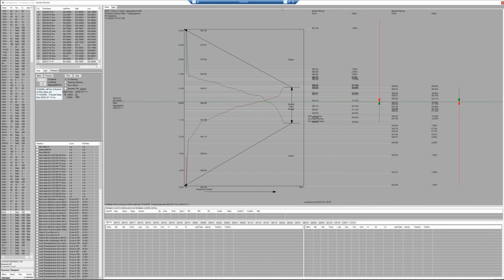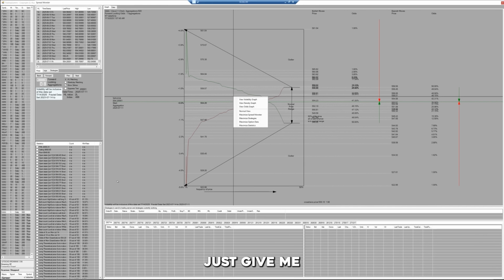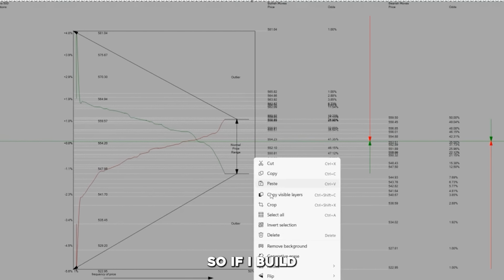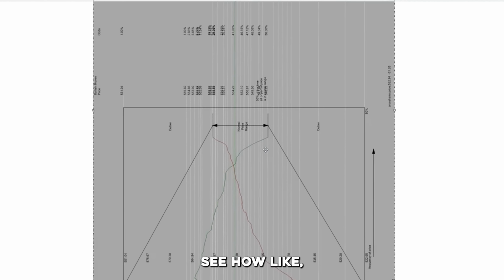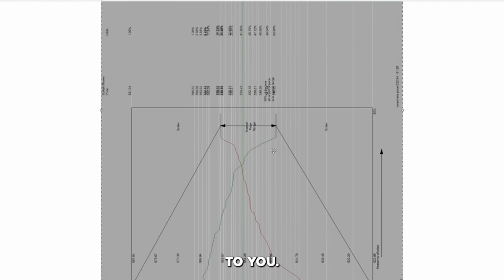Basically, if I copy this image, just give me a second. So if I rotate this image to the left hand side by 90 degrees, see how similar it is to the Galton board distribution we were looking at, right? Very similar. The price starts falling from here, and the maximum it could go is till here. So that is what it's trying to show. And the normal range is the most probable range where it's going to stay.